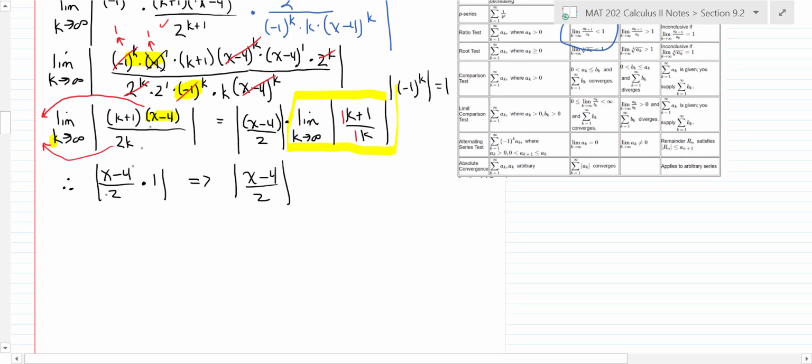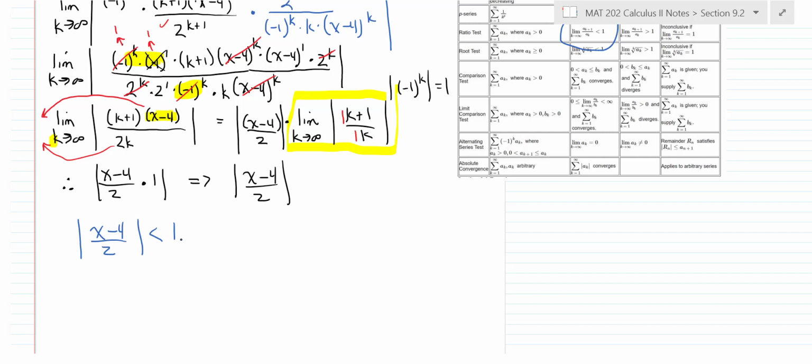So we just do the absolute value of x minus 4 over 2 is less than 1, and then we end up solving that inequality. You usually learn how to do that in college algebra, Math 55, intermediate algebra. You just say x minus 4 over 2 falls between negative 1 and 1, and then you solve that inequality. You try to get x by itself in the middle. That's the general idea.